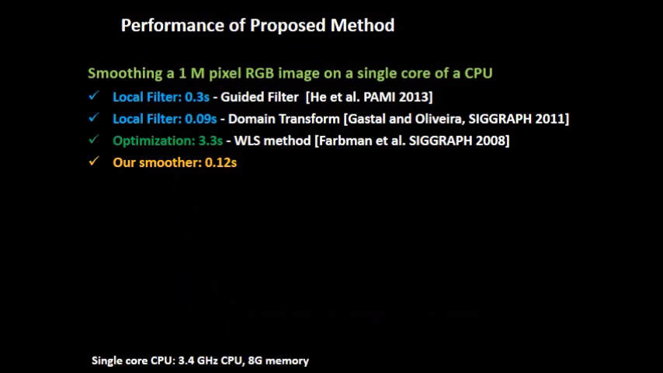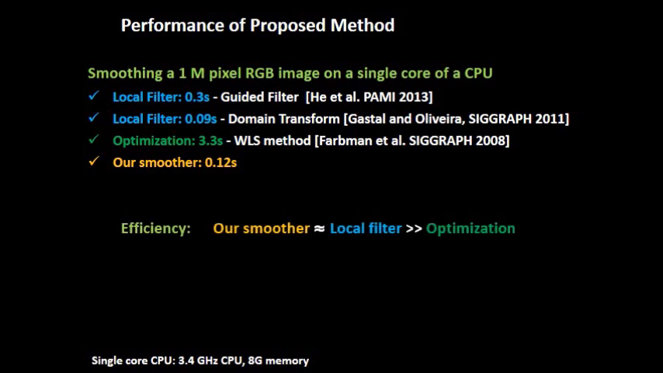Now we report the timing results for smoothing a 1 megapixel RGB image using a single CPU core. The guided filter, the recursive filter of the domain transform method, and our method take 0.3, 0.09, and 0.12 seconds, respectively. The global WLS method, using a recent sparse matrix solver, still requires about 3.3 seconds. Therefore, our method has a runtime efficiency comparable to fast local filters, and is much faster than the WLS method.